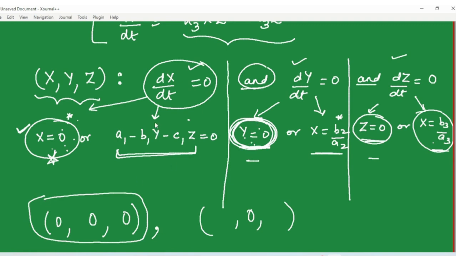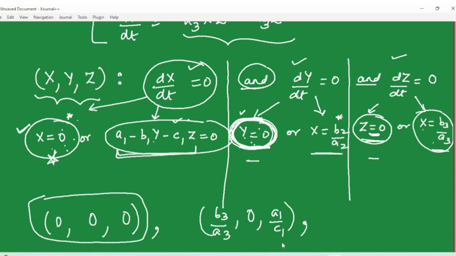If y is 0 and I put it here, y is 0 means z is a1 by c1. Put y equal to 0 here, you get z is a1 by c1. So that means I've combined this with this. Now since one equation here is satisfied, I do have dx by dt equal to 0 and dy by dt equal to 0. When can I have dz by dt equal to 0 now? Since I cannot combine it with z equal to 0 because z is already frozen, I can only combine it with x equal to b3 by a3 to get the other equilibrium position.